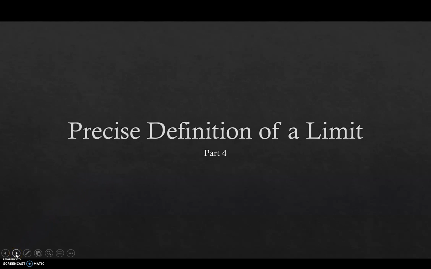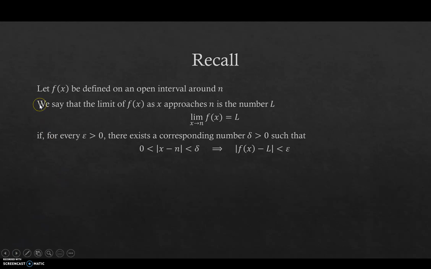Now, before I get into that, we are going to recall first what the two-sided limit definition looks like. Let f of x be defined on an open interval around n. We say that the limit of f of x as x approaches n is the number L, so we are using this notation, if for every epsilon greater than 0, remember epsilon represents a small positive distance, a small positive number, there exists a corresponding number delta greater than 0, another small positive number, such that as long as |x minus n| is between 0 and delta, we should hope to see that |f of x minus L| is less than epsilon.